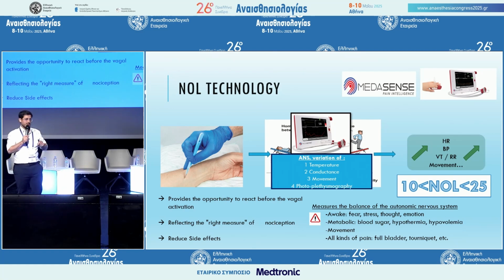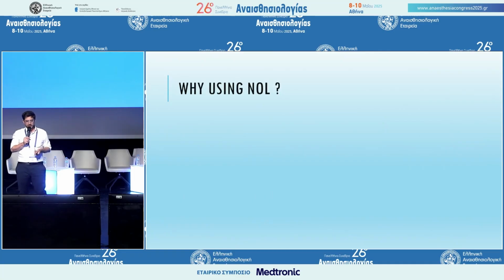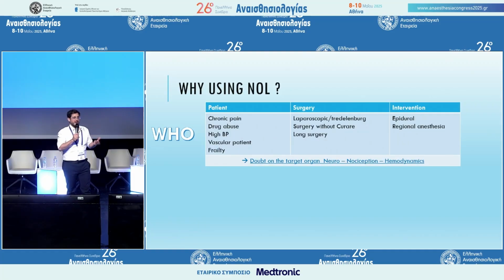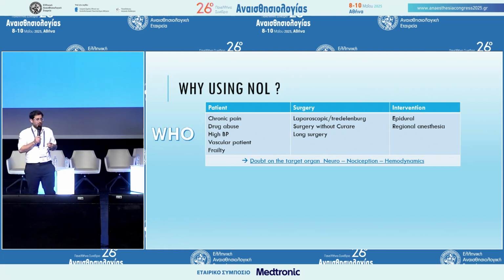It's really important because it's also a new way to think: the right measure, not more, not less. So I have two questions in order to explain more about the NOL monitor. Very simple: who and why. As for who I need to use the NOL monitor on, it's the patient where I have a doubt about my target organ. If I have a patient with drug abuse or chronic pain under high-level opioids, taking opioids every day, how do I know that I'm doing a good job? How do I know that I'm not giving more or less than necessary?